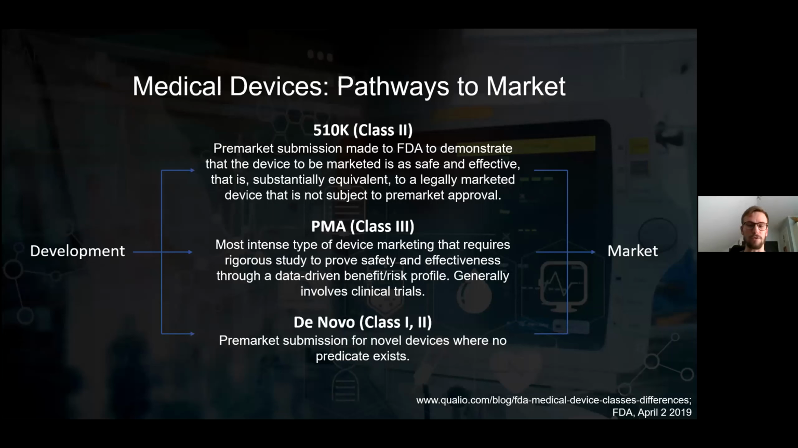It is only available for risk categories 1 and 2, so you need to prove that general and special controls are sufficient and that your device therefore belongs to class 1 or 2 to be eligible for this de novo pathway. For instance, the first AI-powered FDA-approved software, DermaDx, was brought to market through a de novo application, which I will return to later.